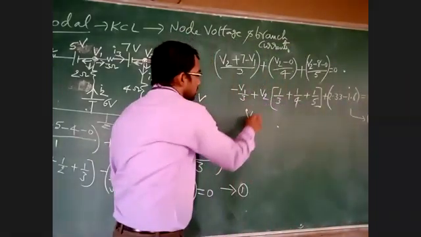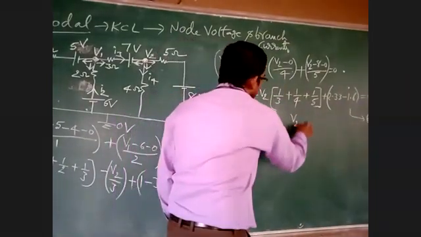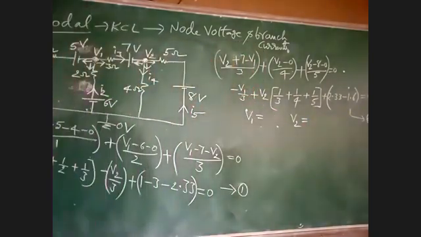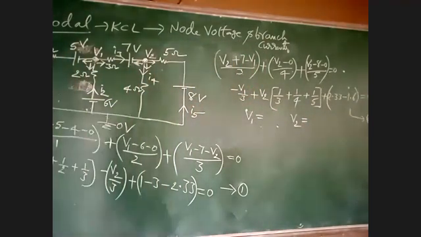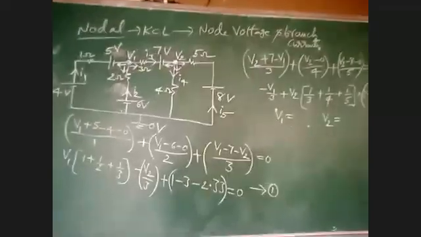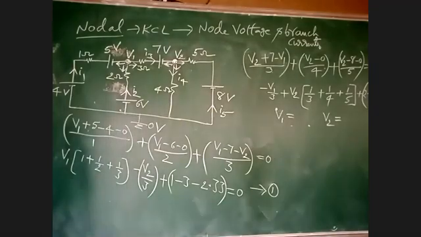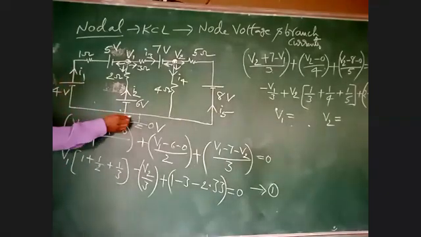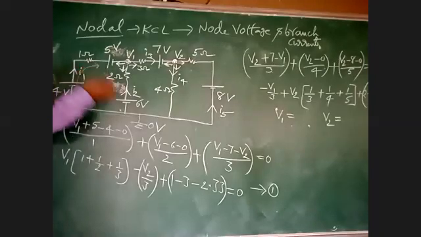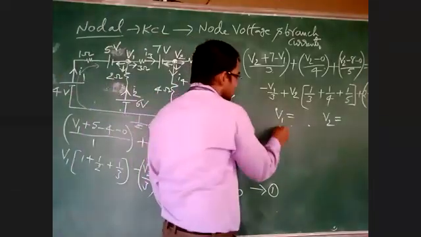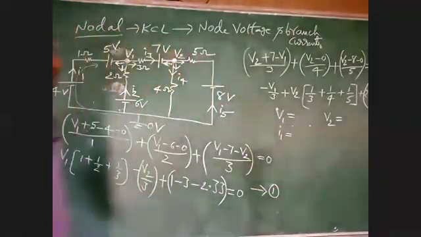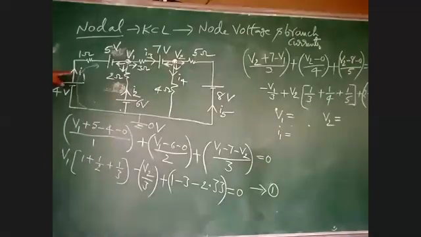So now we know the values of V1 and V2. If you know V1 and V2, I can determine the branch currents. See here. Now I1. What is I1? I1 is flowing like this, 0 to V1. Now forget about the assumed direction. Now concentrate only on the actual direction of current given in the problem.